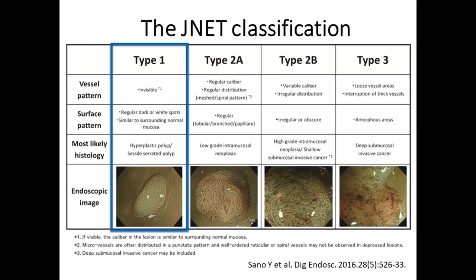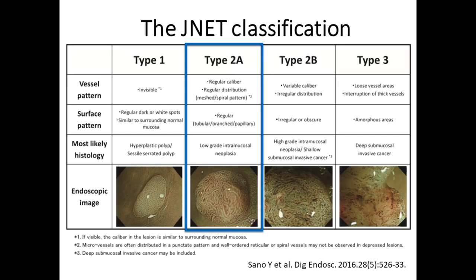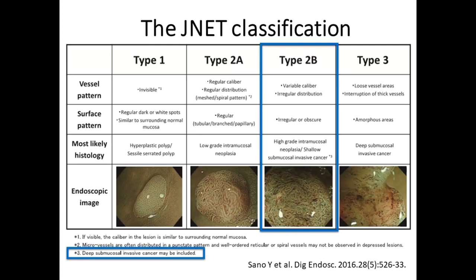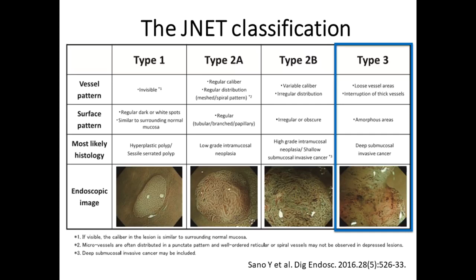For example, JNET Type 1 corresponds to the histology of hyperplastic or sessile serrated polyps. JNET Type 2A refers to low-grade intramucosal neoplasia, mostly adenomas. JNET Type 2B basically corresponds to high-grade intramucosal neoplasia or shallow submucosal invasive cancer, and we should note that this category sometimes includes deep submucosal invasive cancer. JNET Type 3 represents deep submucosal invasive cancer which requires surgical resection. Now we will present typical cases of each JNET type.